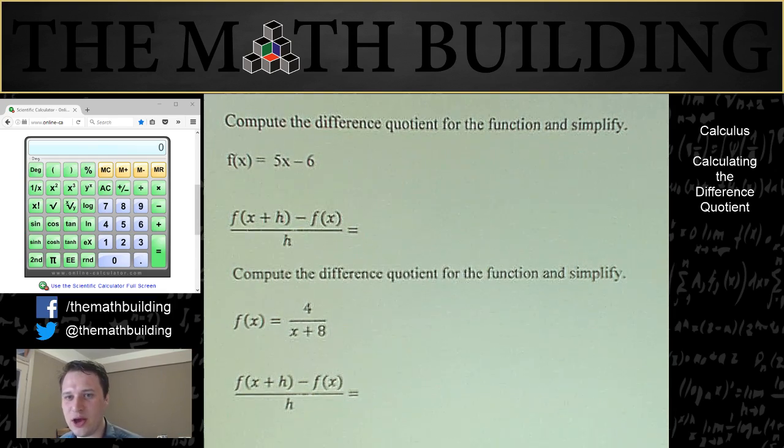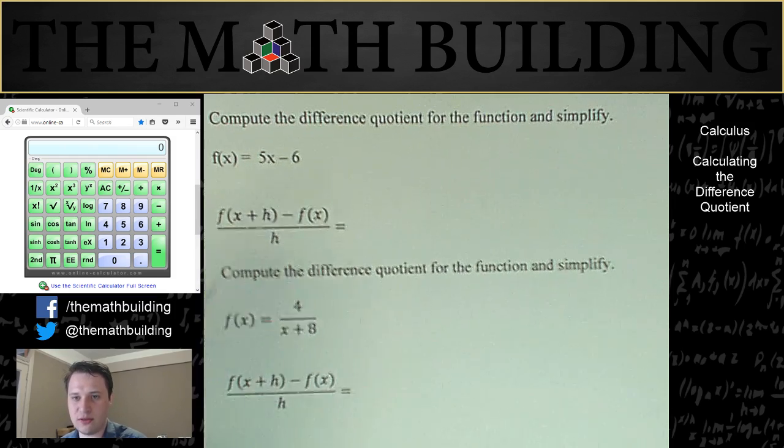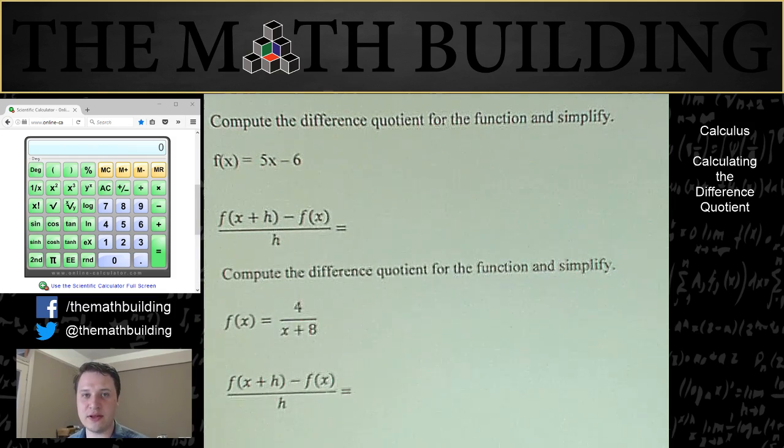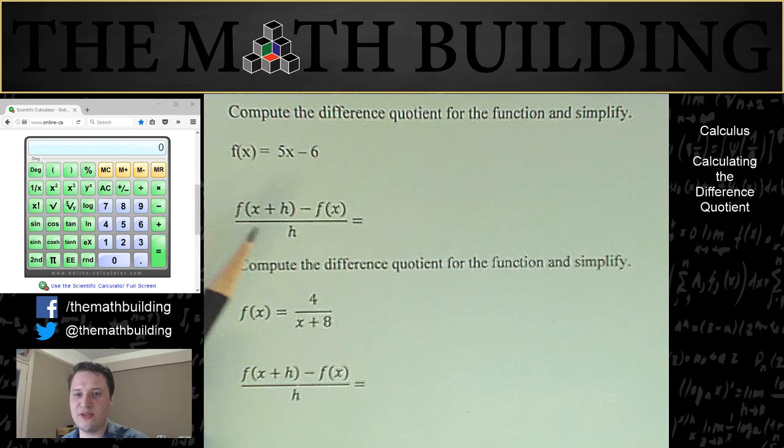In the previous video, we used the difference quotient to approximate the derivative at a point. In this video, we're going to just calculate the difference quotient for an entire function. Remember, this is not a derivative. It's not a derivative unless we take the limit as h goes to 0. And we're going to do that later, so don't worry.